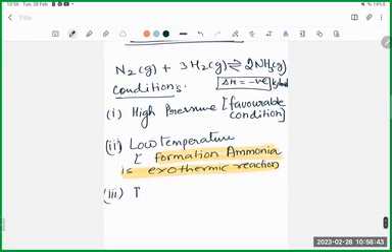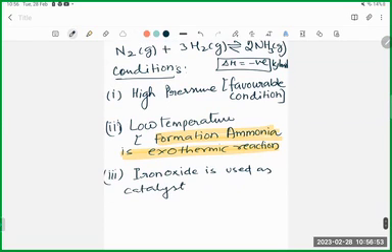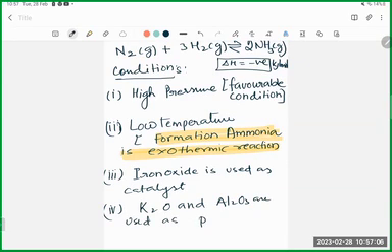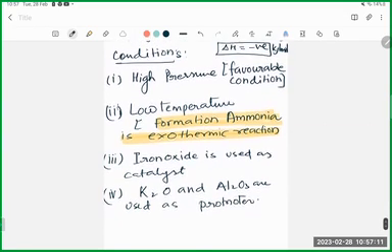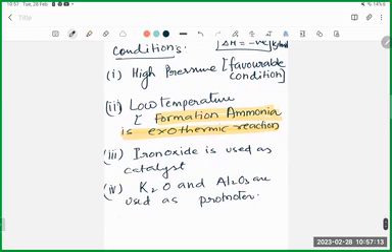Then iron oxide is used as catalyst. Okay, and potassium oxide and aluminium oxide are used as promoter. What is the function of a promoter? To enhance the activity of the catalyst. That's all. Okay, so before, what was used instead of iron oxide? Iron.